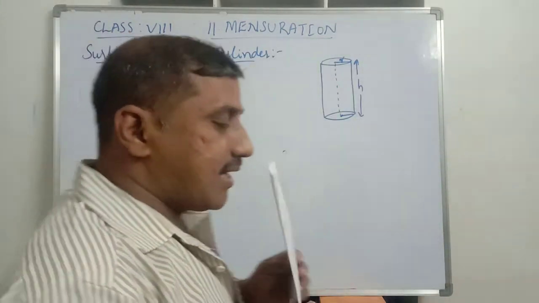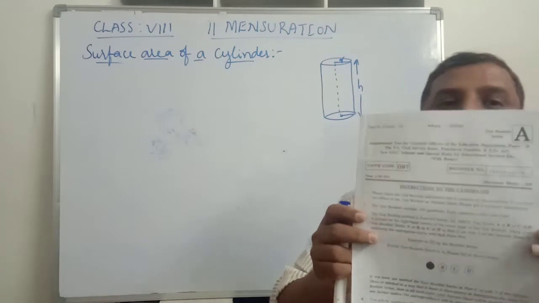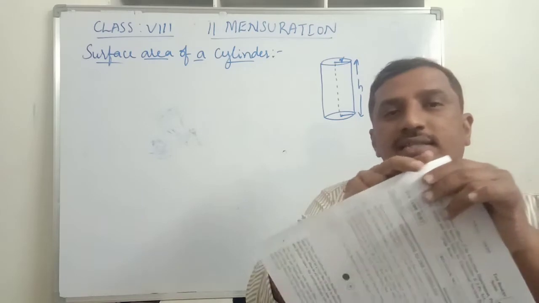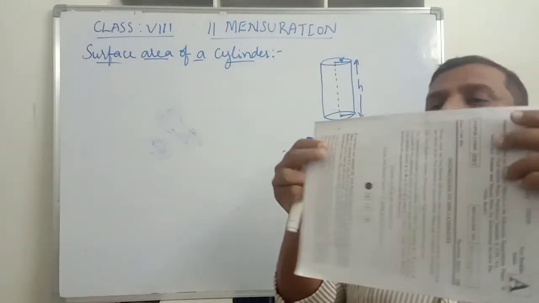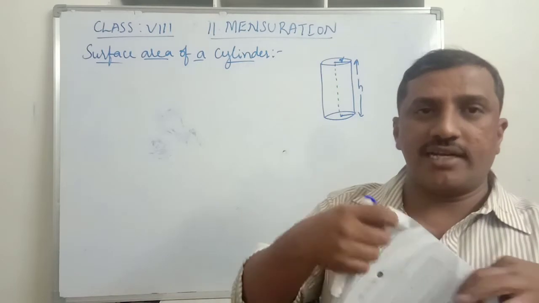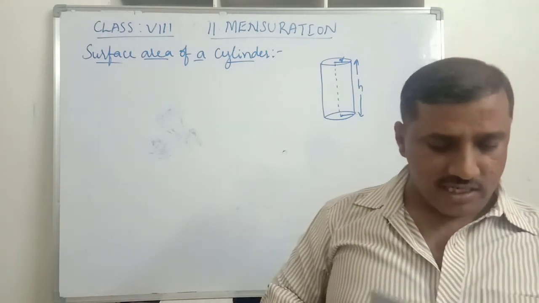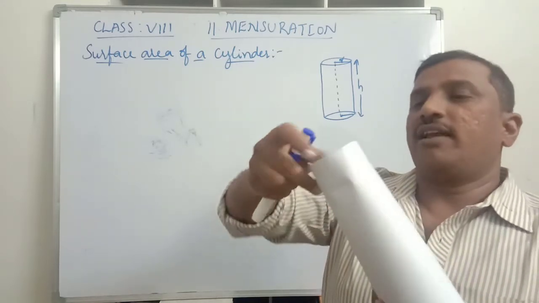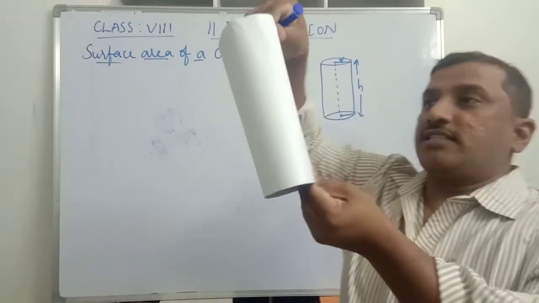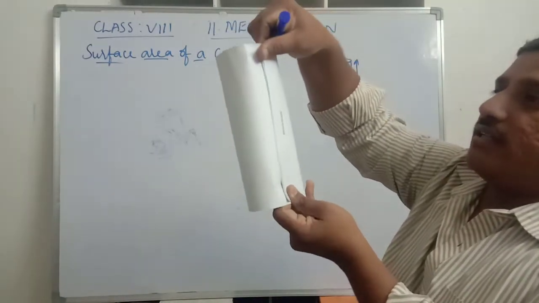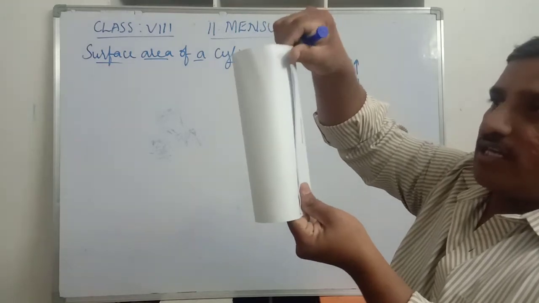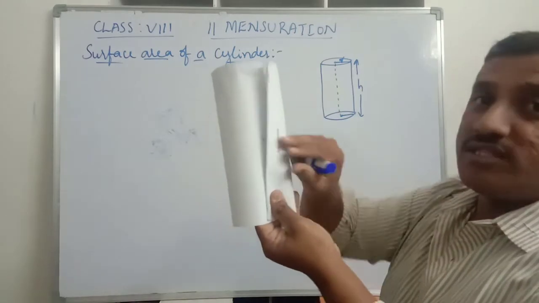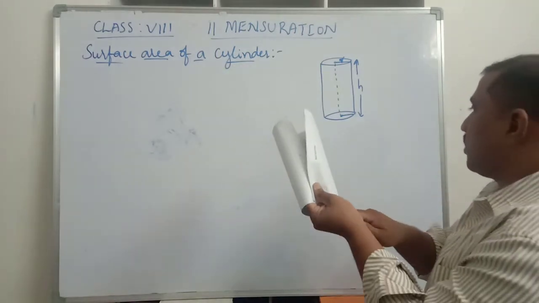Now you take a plain paper, a rectangular shaped paper, and fold it in such a way. This is the length of the rectangle sheet, and this is the breadth. You fold it along its length, and when we fold it in the proper way, we will get a cylinder. Clear? So like this we will get a cylinder. What do we call this rectangular shaped plane figure? This is known as curved surface. So this portion is known as curved surface.